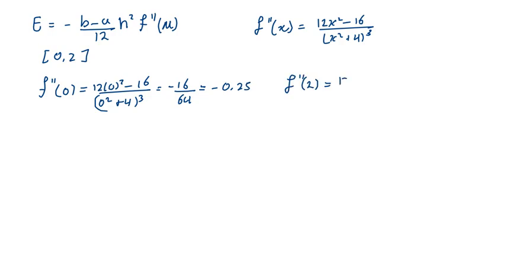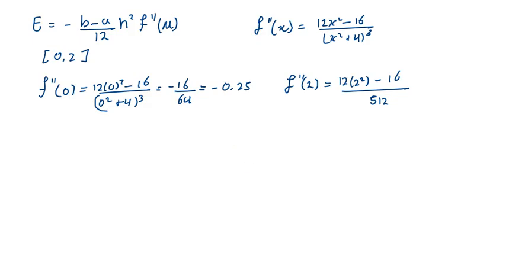You're going to have 12 multiplied by 2 squared minus 16 divided by 2 squared is a 4. 4 plus 4 is 16. Sorry, 4 plus 4 is 8. 8 to the power 3 is 512. Okay, like you are saying 8 times 8 times 8. 8 times 8 is 16 times 8, that's going to be 512.